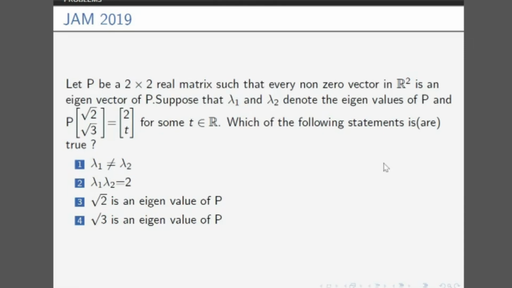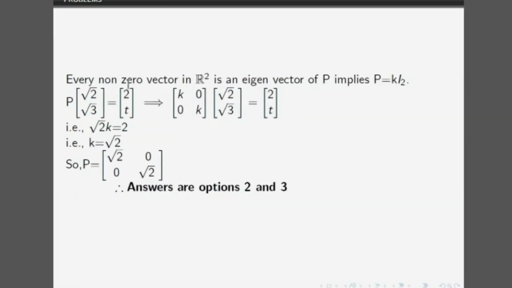I'll show the answer. Since we are given that every non-zero vector in R square is an eigenvector of P, P will be of the form KI. So when we are substituting it, we get root 2 K equal to 2 and K root 3 equal to T, it is given as for some T belongs to R. So we need not consider that.